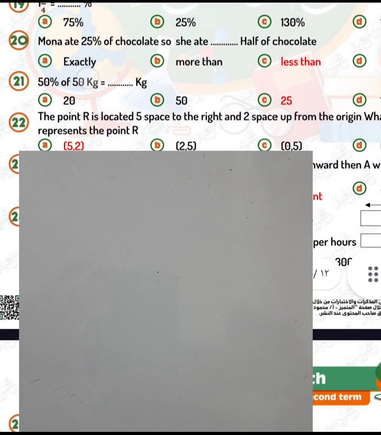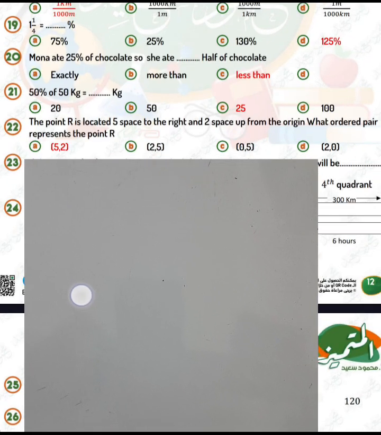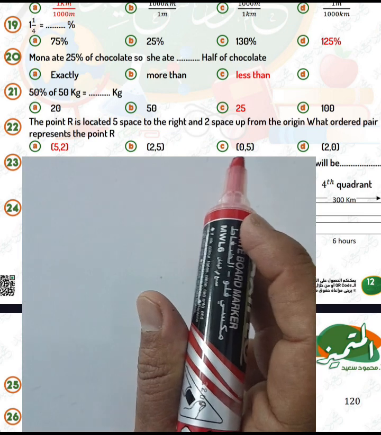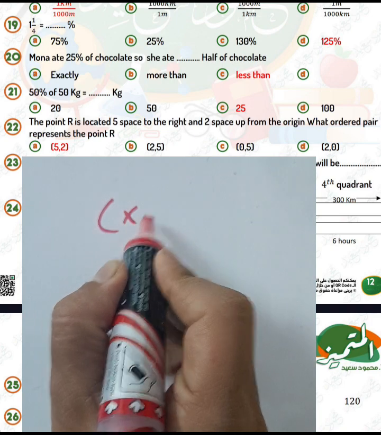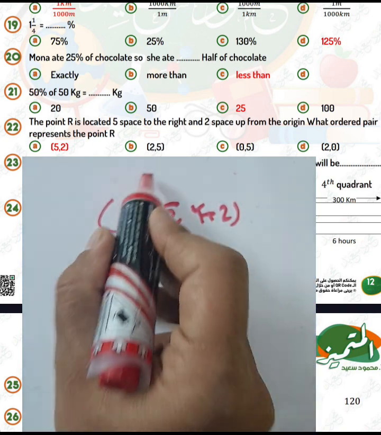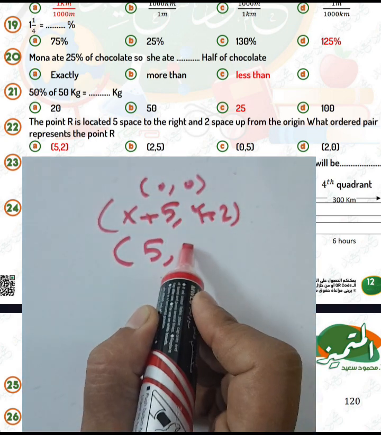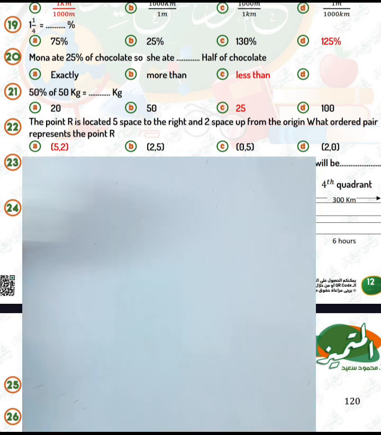Next question 22. The point R is located 5 space to the right and 2 space up from the original point. It will be 5 and 2. It's meaning x plus 5 and y plus 2. Original point was 0 and 0. Then the image will be 0 plus 5 equal 5 and 0 plus 2 equal 2. Then the image will be 5 and 2.